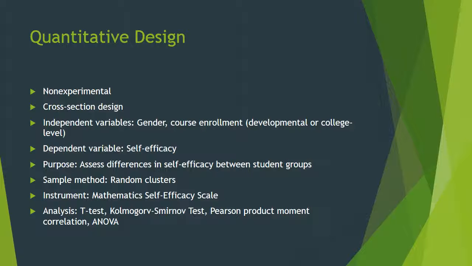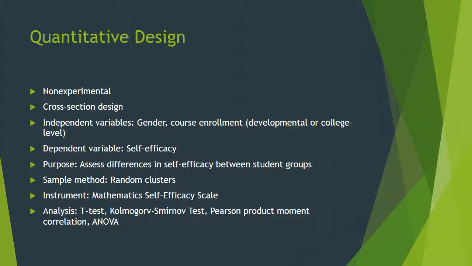This study is non-experimental in that the researchers did not manipulate the environment or pre-sort the students into sections. It's cross-sectional in design. The data were collected at a single point in time. The independent variables are categorical. They are gender and course enrollment status. And the dependent variable is a scaled variable, and it is self-efficacy. The purpose, once again, was to assess differences in self-efficacy between these two student groups.